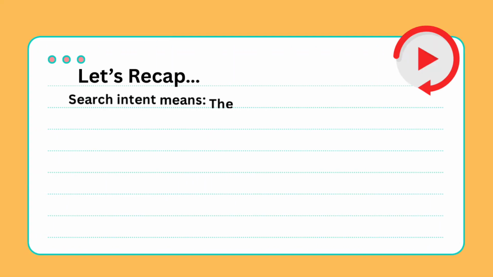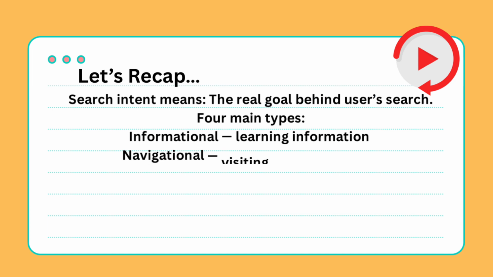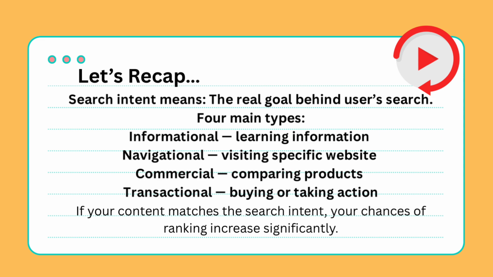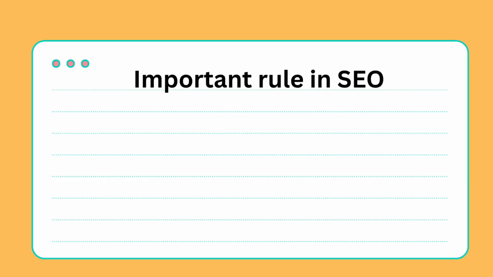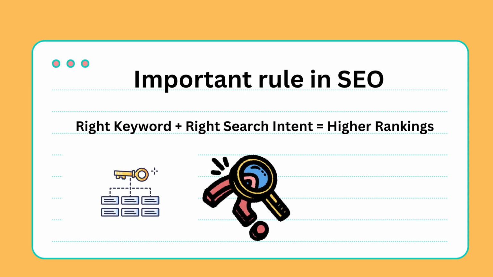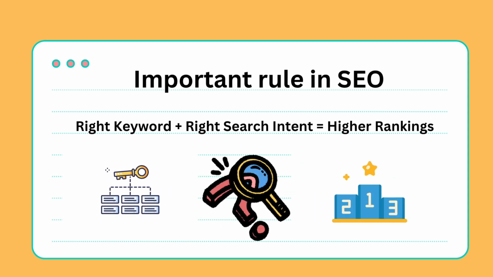Let's do a quick recap. Search intent means the real goal behind a user's search. There are 4 main types: informational, learning information; navigational, visiting a specific website; commercial, comparing products; transactional, buying or taking action. If your content matches the search intent, your chances of ranking increase significantly. So remember this important rule in SEO. Right keyword plus right search intent equals higher rankings.